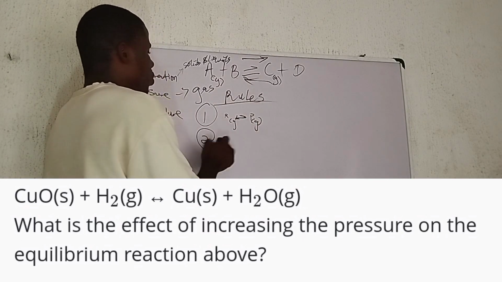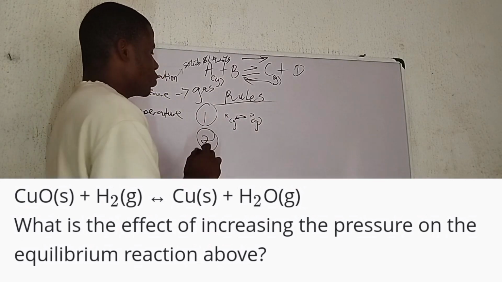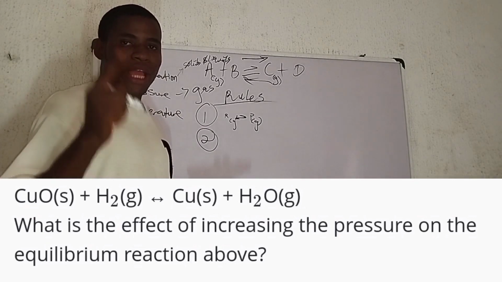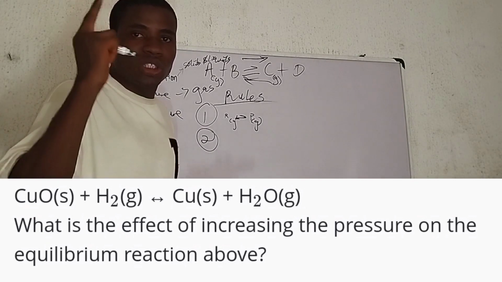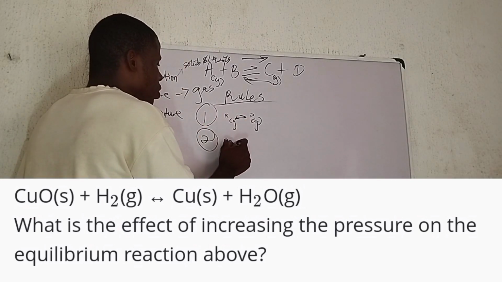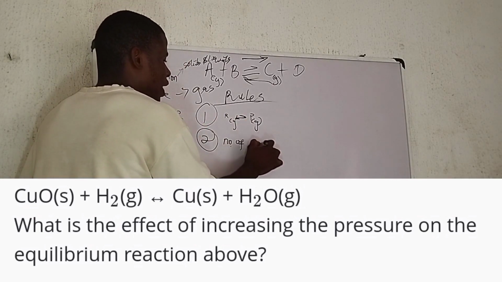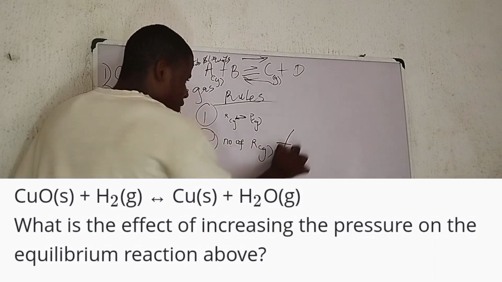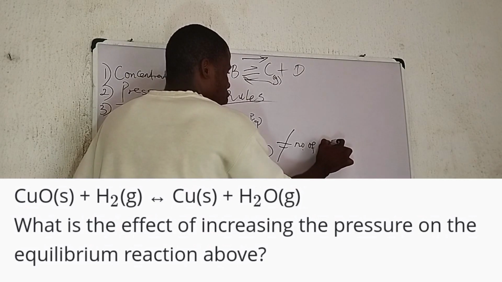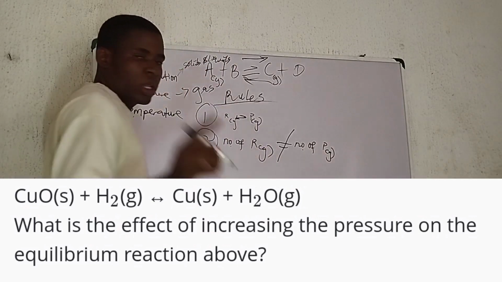The number two rule is that the number of moles of the gaseous reactants must not be equal to the number of moles of the gaseous product. The number of moles of the gaseous reactants must not be equal to the number of moles of the gaseous product. Look at what I mean.